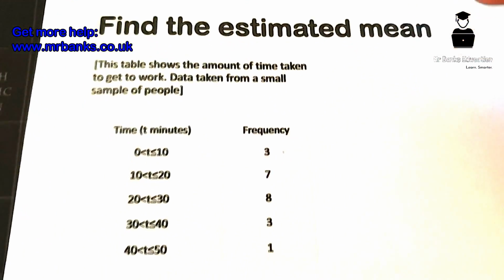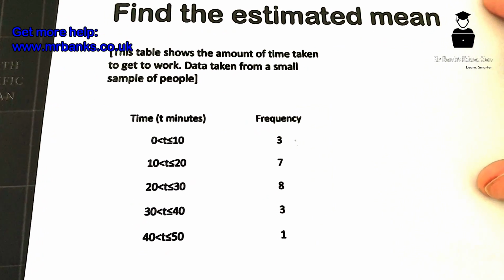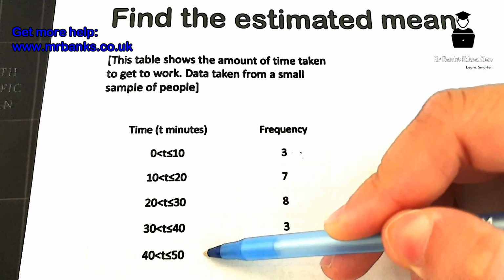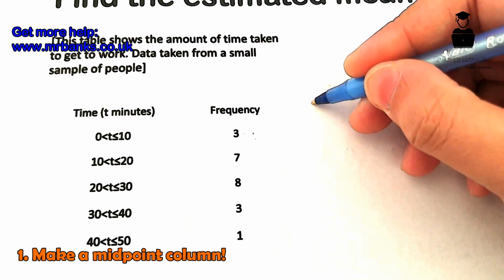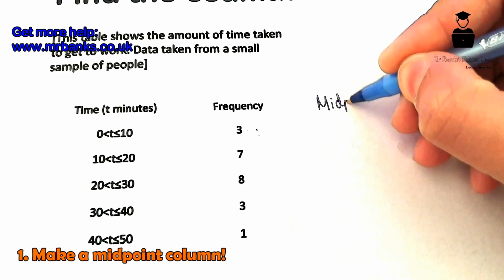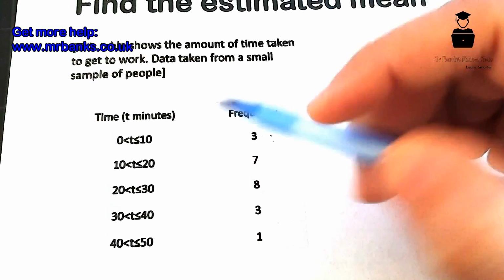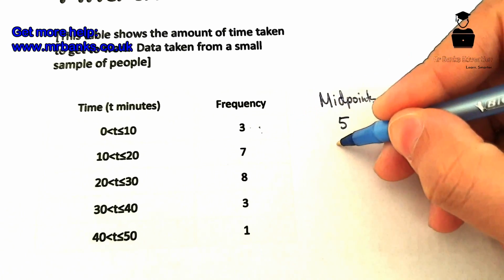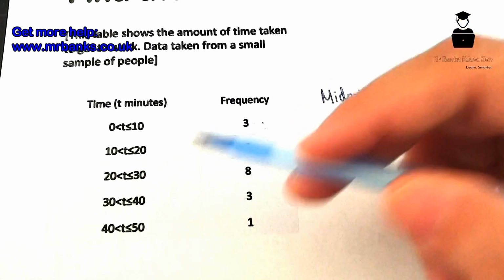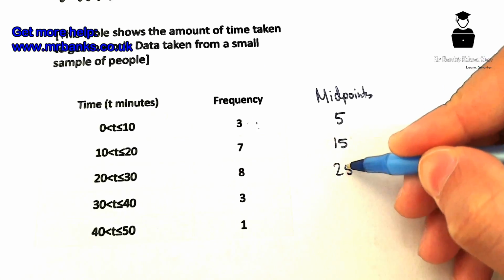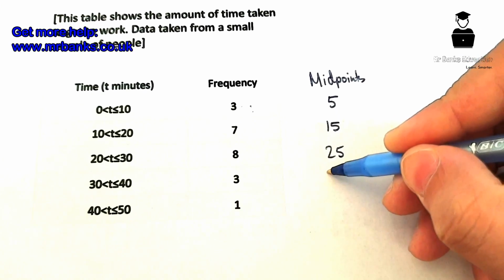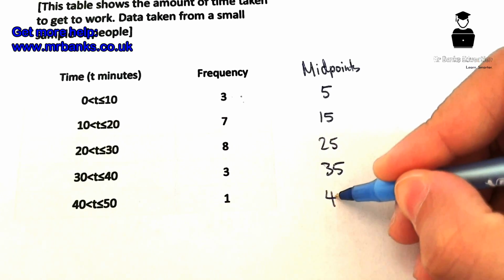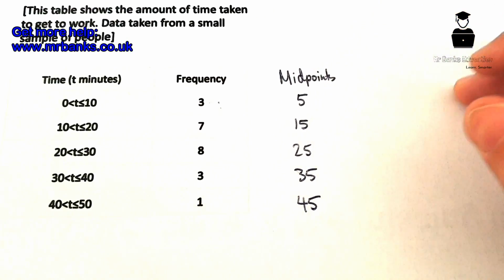Now, the best way we can find an estimate is by taking the midpoints of each of these classes. So we make a separate little column, and we call it midpoints. What's the midpoint of 0 to 10? It's 5. 10 to 20 will be 15. 20 to 30, it will be 25. 30 to 40, it's going to be 35. 40 to 50, 45. Okay, so now we have our midpoints.